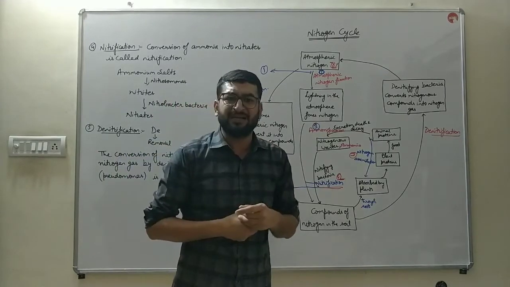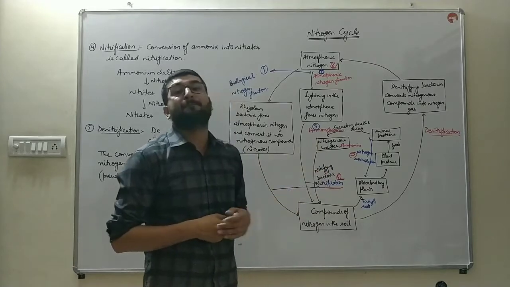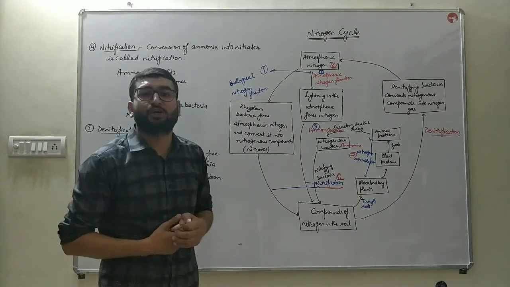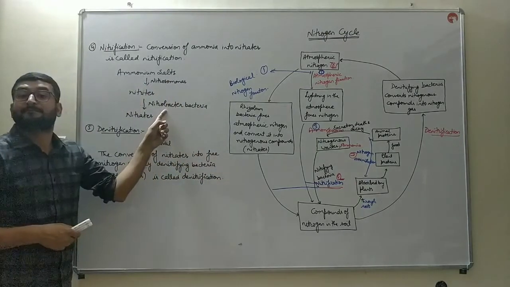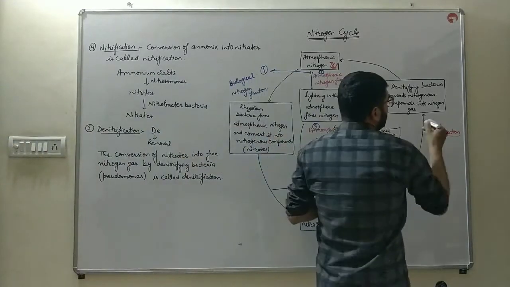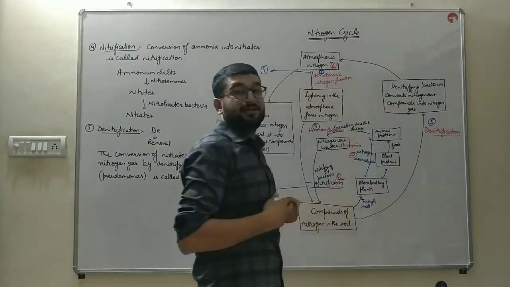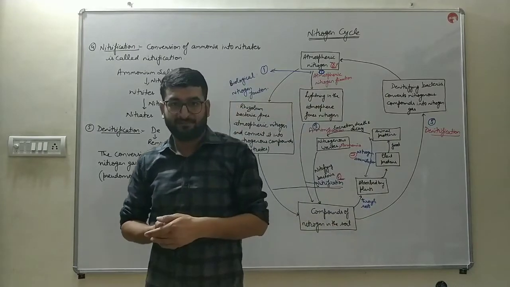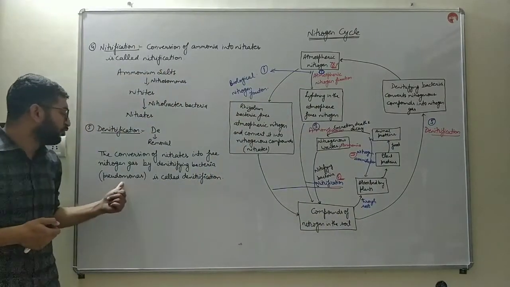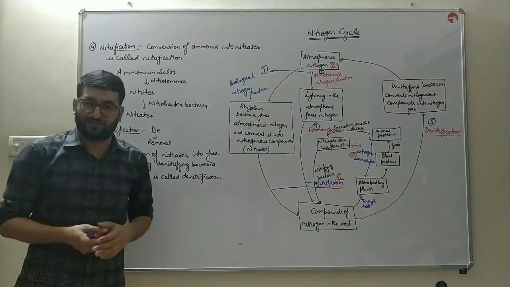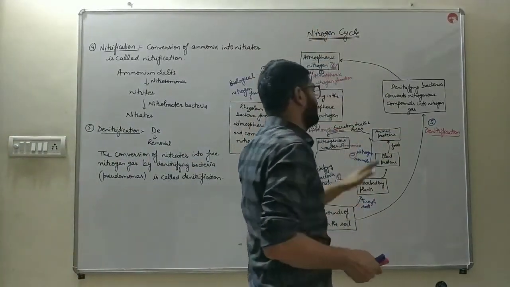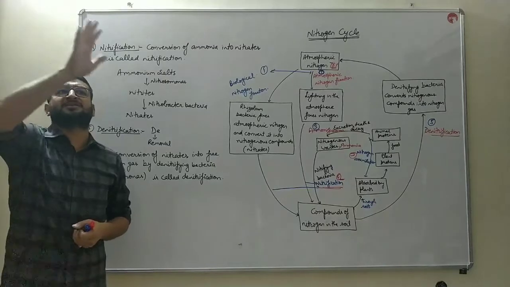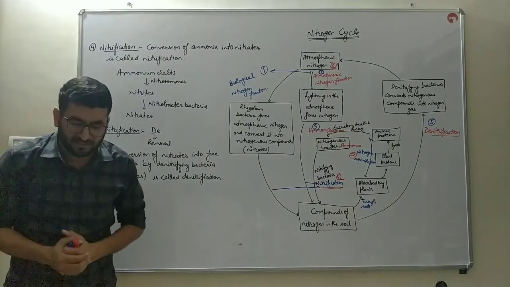Two nitrifying bacteria help in that. First, ammonia is converted into nitrites by nitrosomonas. Then nitrites are converted into nitrates by nitrobacter bacteria. Next and the last step is denitrification. D means removal. The conversion of those nitrates into atmospheric nitrogen by denitrifying bacteria like Pseudomonas is known as denitrification. And that's how the nitrogen cycle is completed. What is the advantage of it? Nitrogen cycle maintains the nitrogen concentration in the atmosphere and in the living organisms.